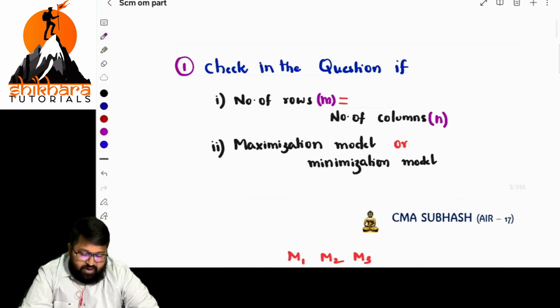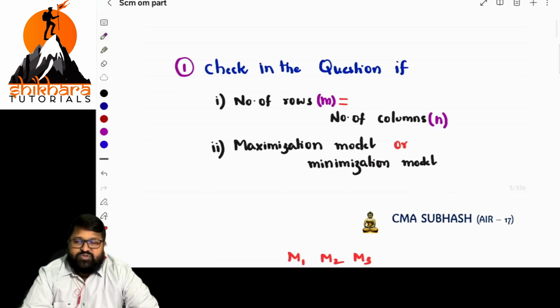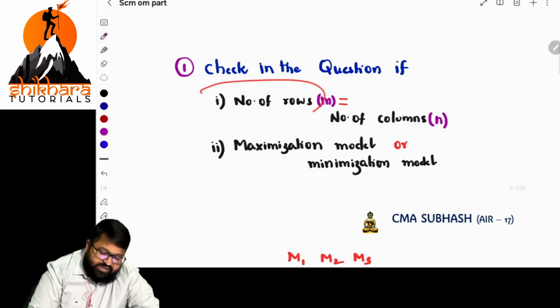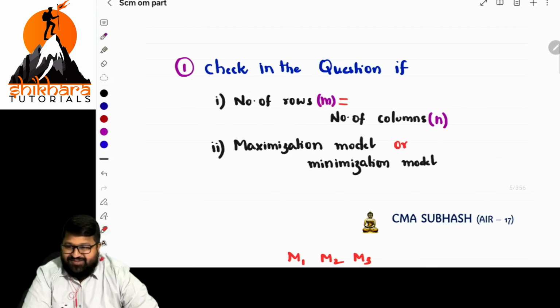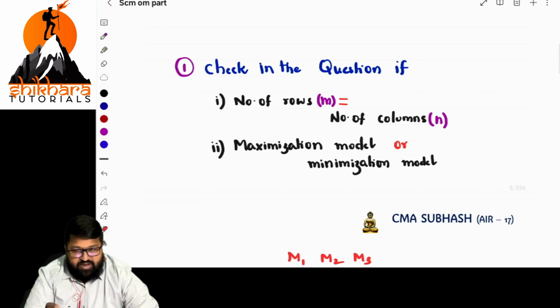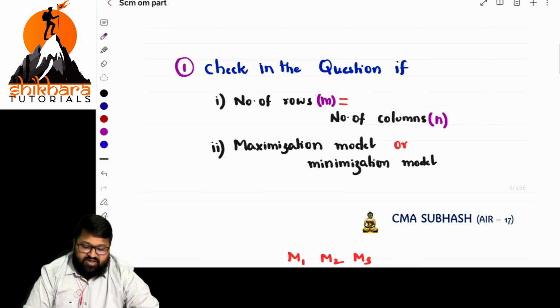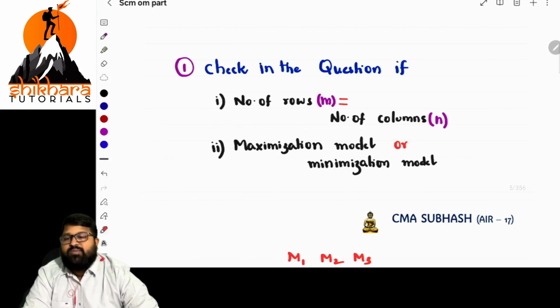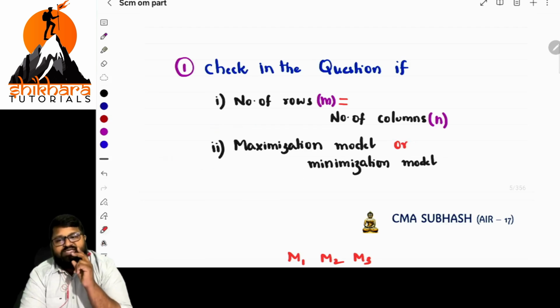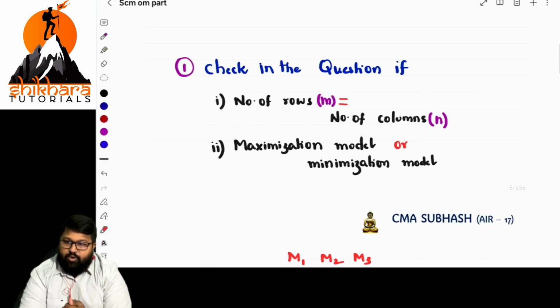Okay, shall we go to the next part? So what is the first thing? When you are solving a problem in assignment, you need to check one basic thing, whether the number of rows is equal to the number of columns or not. If it is fine, super. The first basic check is that the number of rows is equal to the number of columns. To identify this, first you should have clarity on what are rows and what are columns. Is it clear? Next. After that, the next check is whether the question given is a maximization model or a minimization model. These two are the basic fundamental things you need to go through while solving a problem in assignment.